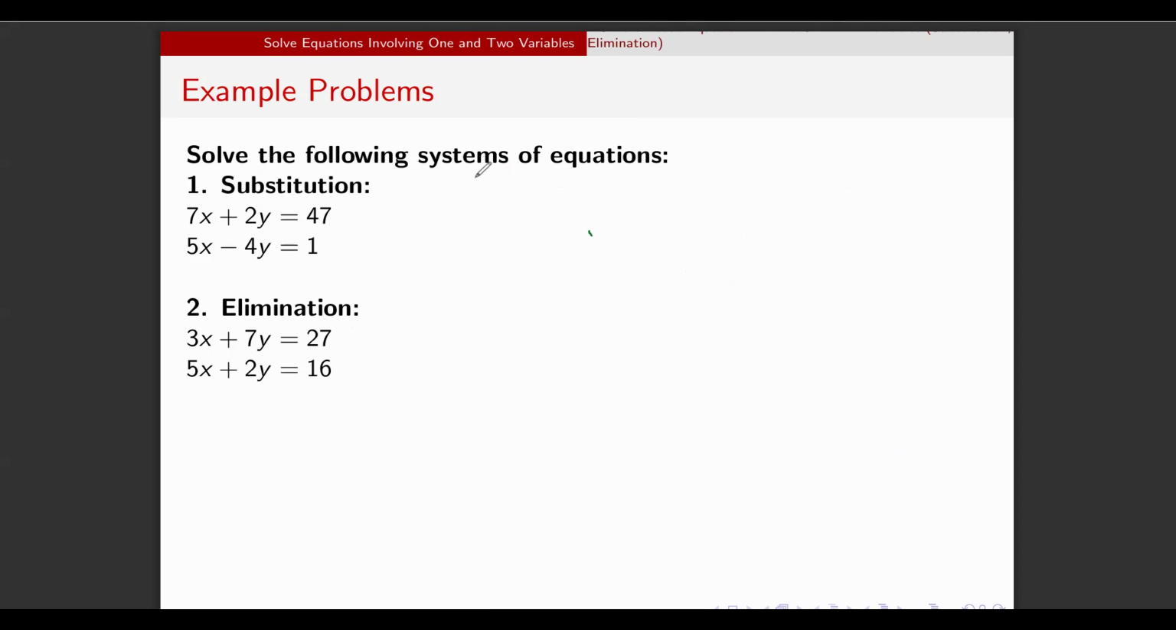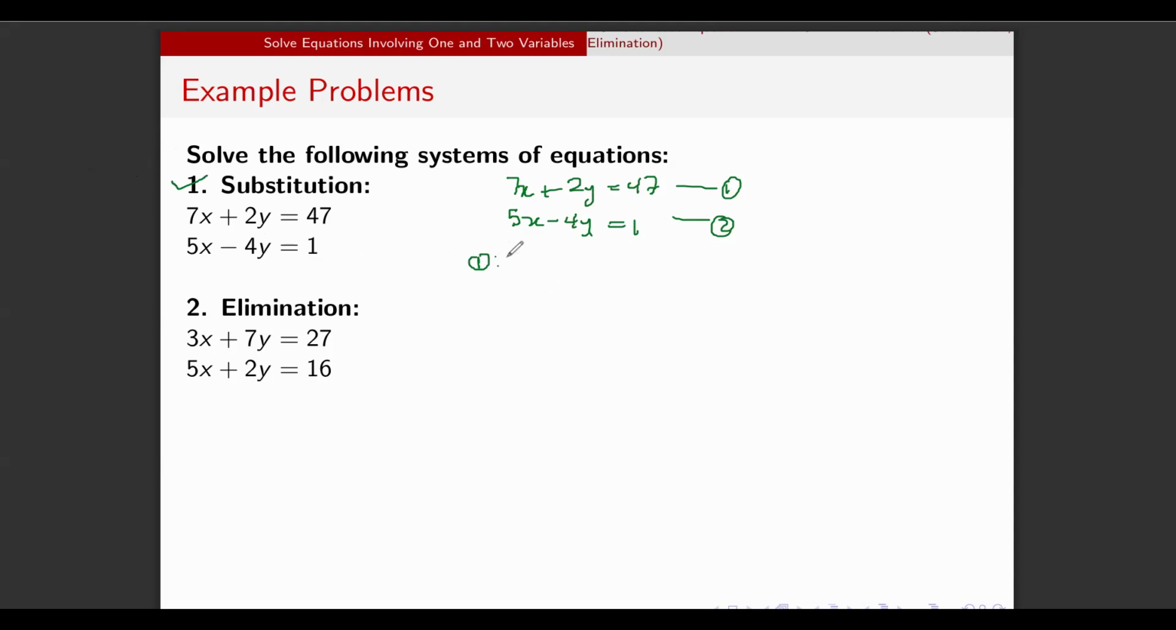Using the method of substitution, I have 7x plus 2y equals 47, and then 5x minus 4y equals 1. I'll label this as equation 1 and this as equation 2. So I'm going to take equation 1 and then make x the subject. This is what I'm working on now. I'll make x the subject.